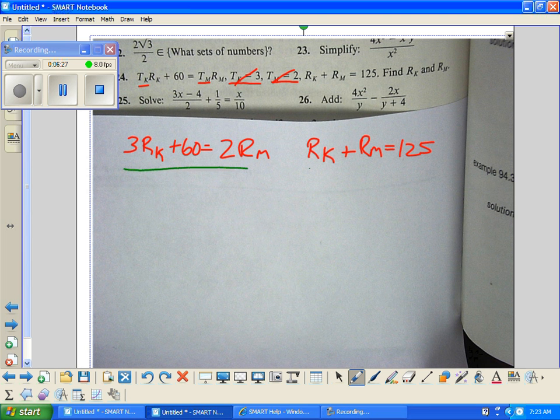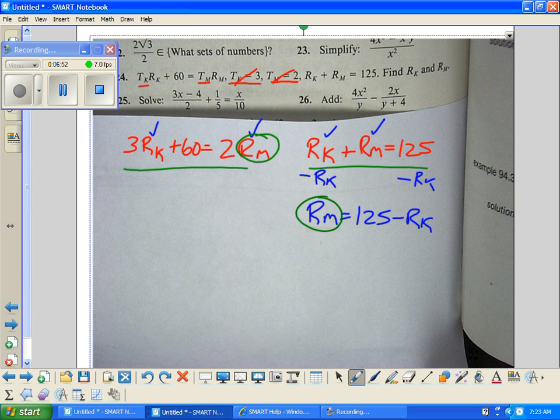Two equations, two unknowns, so it's solvable. This time, when I take a look at it, I think what I'll do is substitution. I'll subtract rk from this formula over here and write it as rm equals 125 minus rk. Rm, and what is rm? Well, it's 125 minus rk. That's the circle. 3rk plus 60 equals 2 times 125 minus rk. We distribute this.